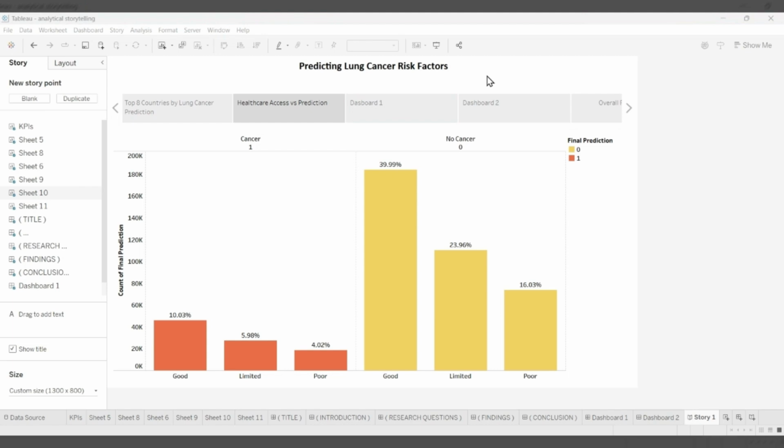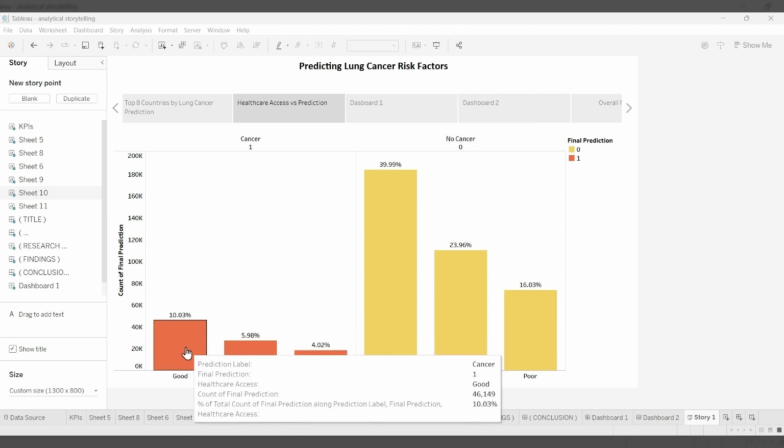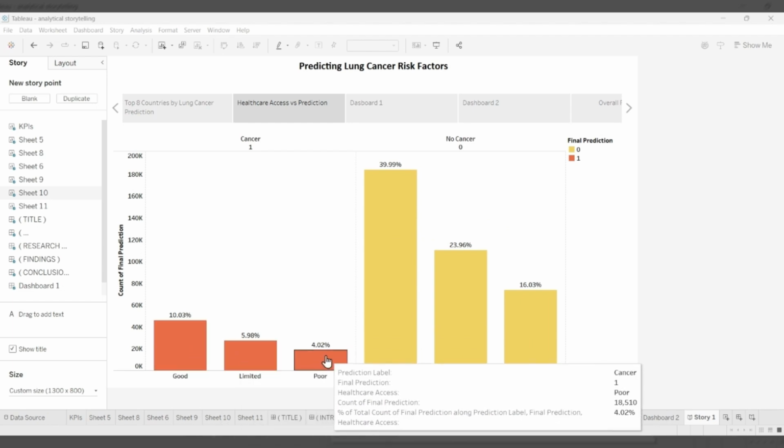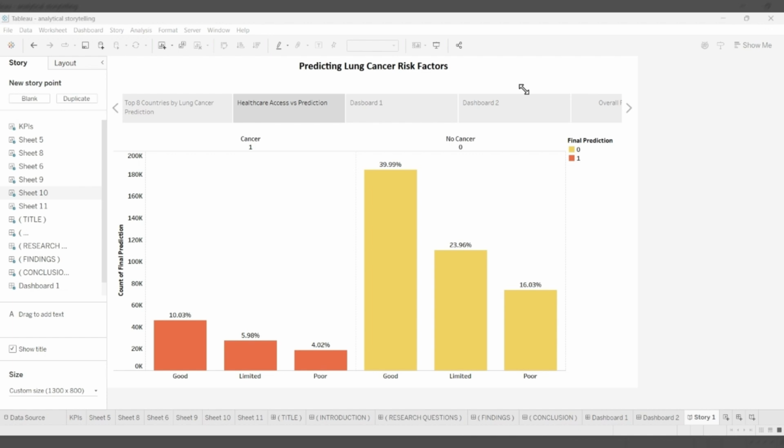Next, we look at healthcare access. Interestingly, people with better healthcare access have more total diagnoses, but those with poor access show higher relative risk. This suggests that in underserved areas, cancer is likely underdiagnosed or detected late. It shows how deeply healthcare inequality affects health outcomes.